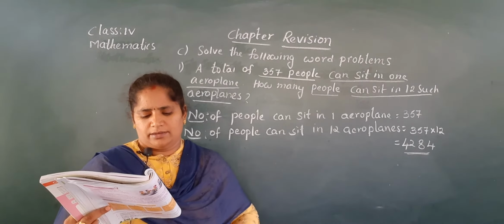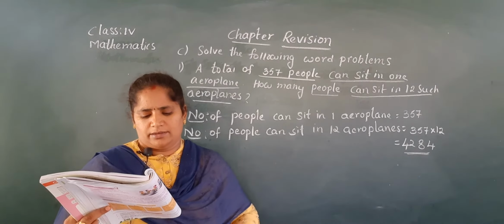A total of 1,250 passengers. Number of passengers can sit in one train: 1,250. Number of passengers can sit in 370 trains. So you do multiplication into 370. So how do you multiply this? See, first you multiply 0. I will write like this: 0, 0, 0, 0. And close the ones place and start from the tens place.